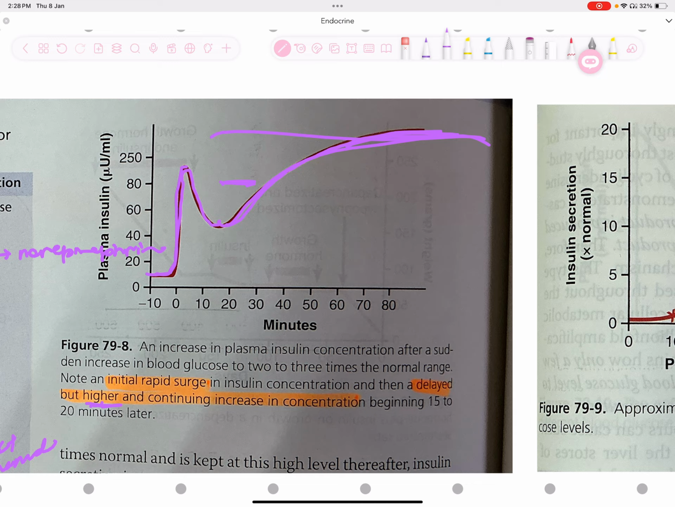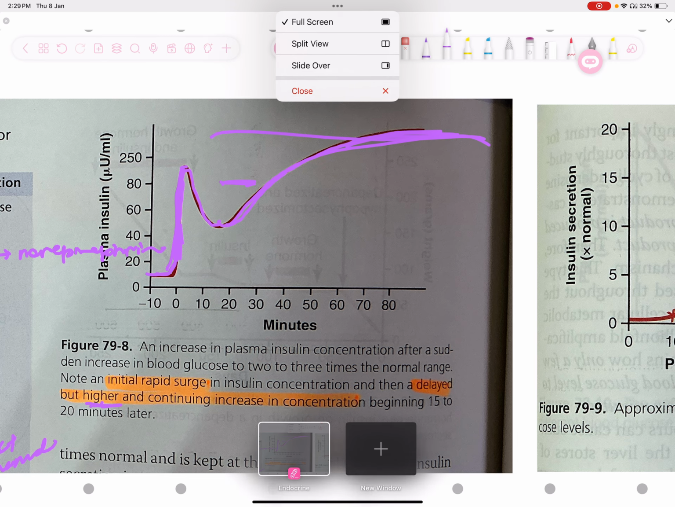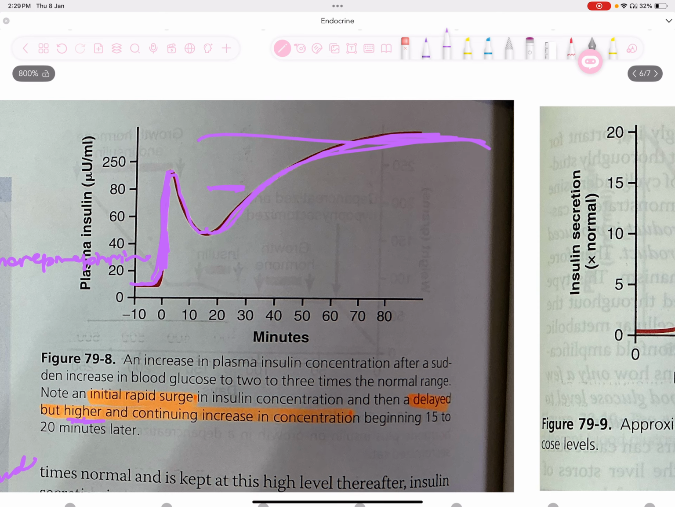So let's talk about these two. The initial rapid surge is because of immediate dumping of the preformed insulin. So there's preformed insulin that is immediately dumped out of the beta cells of islets of Langerhans. That's the reason for the initial high secretion, but it's not maintained because obviously that preformed insulin store gets depleted.